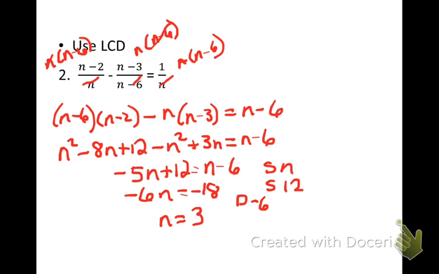Again, don't forget to put it back in. If I put it back in my first denominator, 3 is not 0, and 3 minus 6 is not equal to 0, so n equals 3 would be my solution.